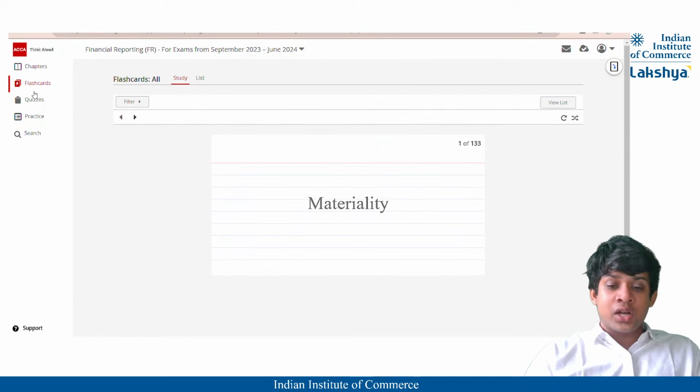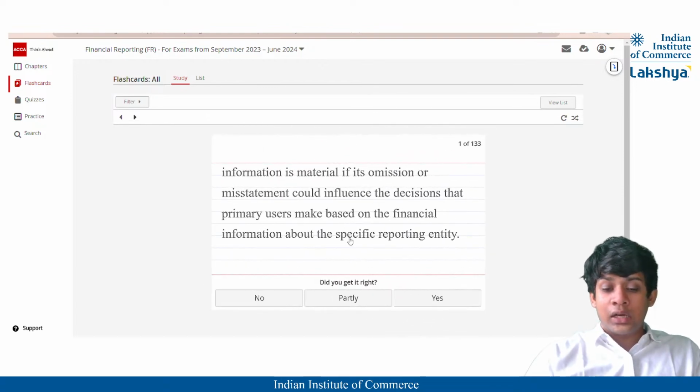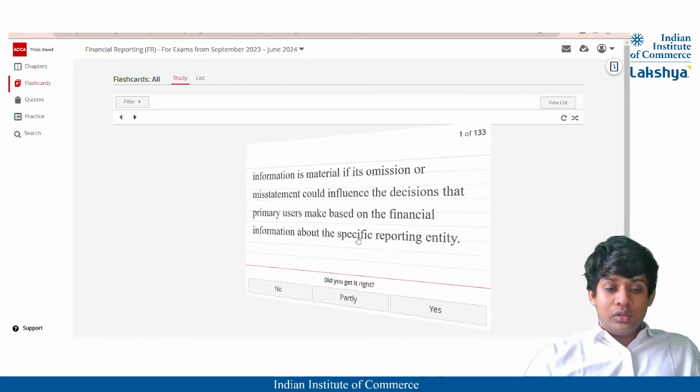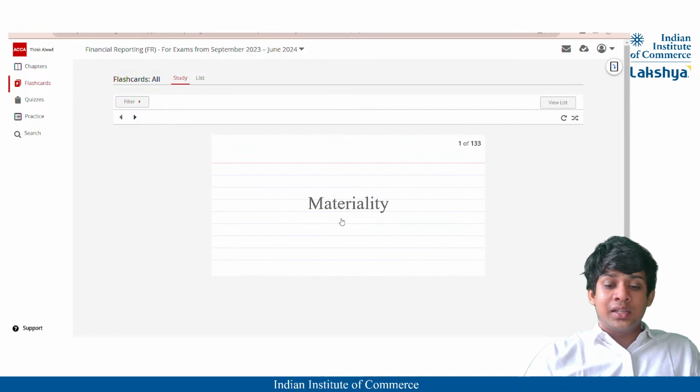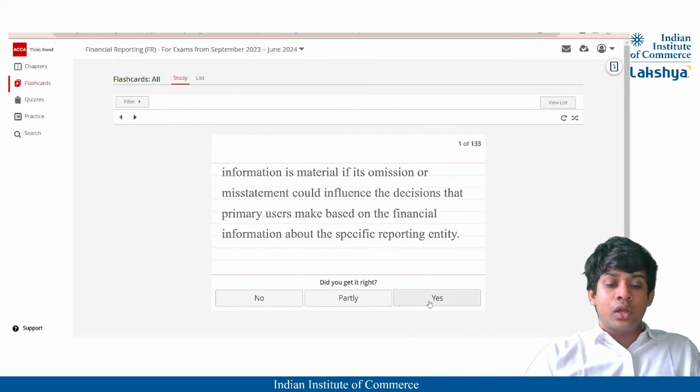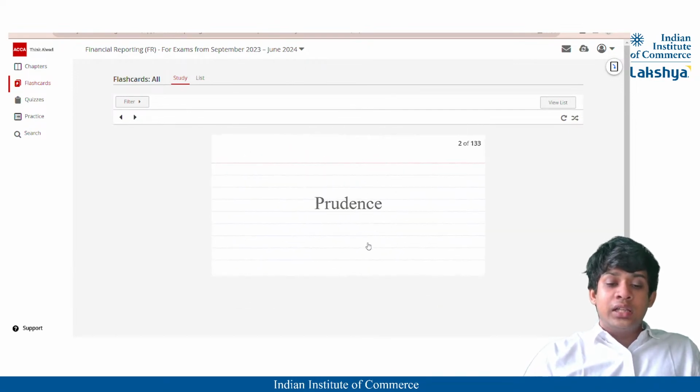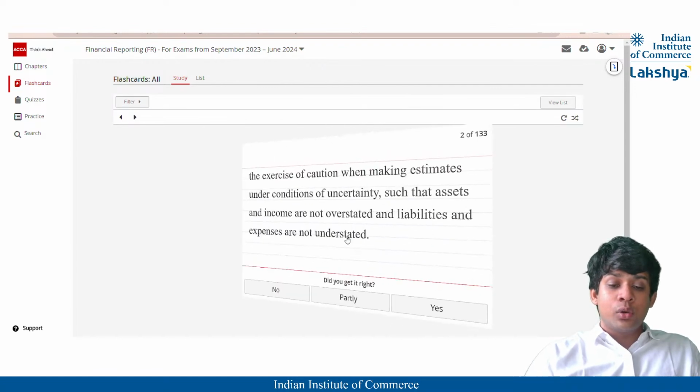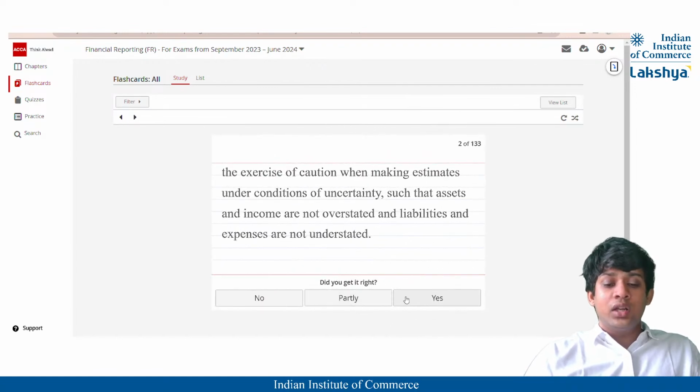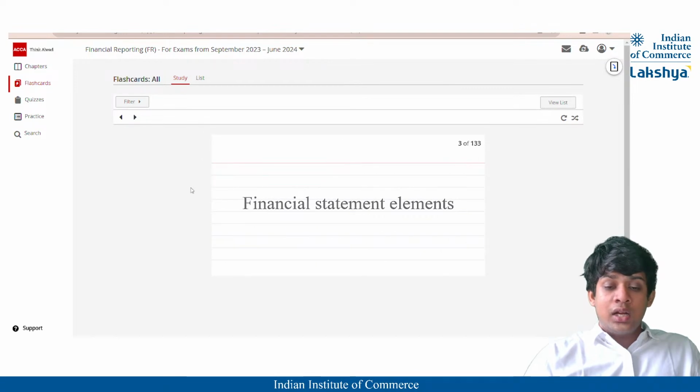Then you jump to your flashcards. Flashcards will ask you things like what is materiality. If you click on it, they will show you the information that this is materiality. Then they will ask you, did you get it right? So this is like a question. You first have to answer it, then click on it and check the answer. Okay, yes, I got it right. Then they will ask you something like prudence. You click on it and you are provided with an answer. Then, what are the elements of financial statements?